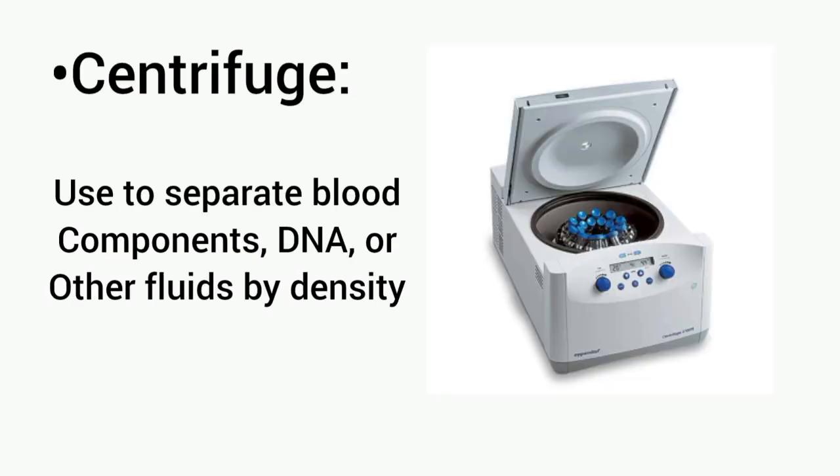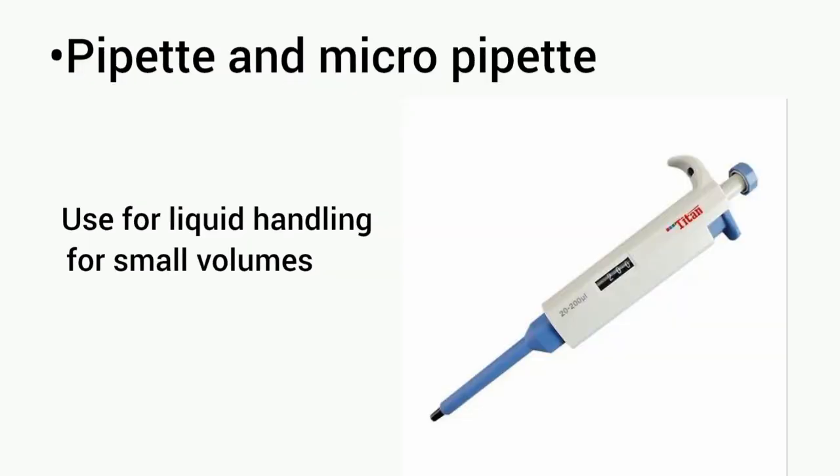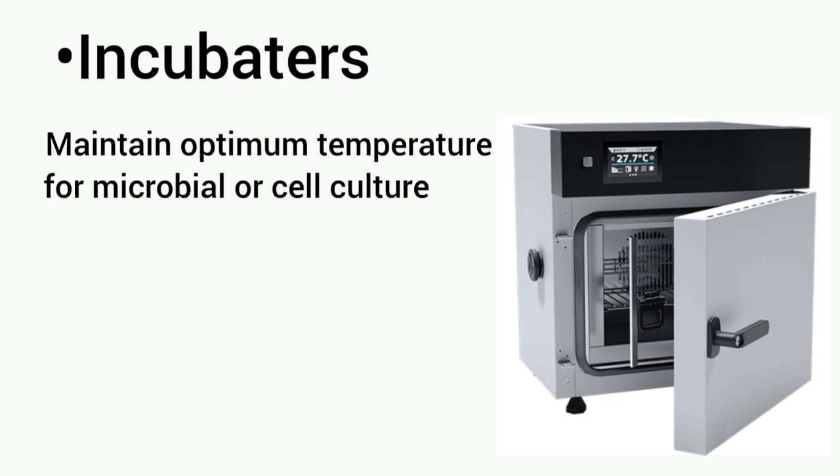Centrifuge. It is used for separating blood components, like DNA or other fluids by density. Pipette and micropipette. It is used for liquid handling, in case of small volume. Incubator. It is used for maintaining optimum temperature, for microbial or cell culture.